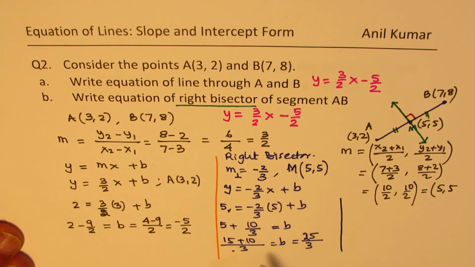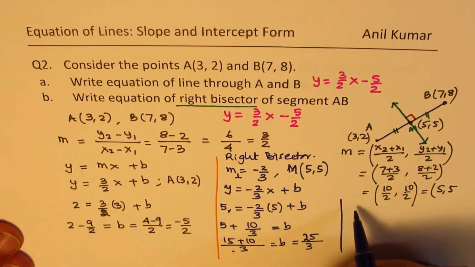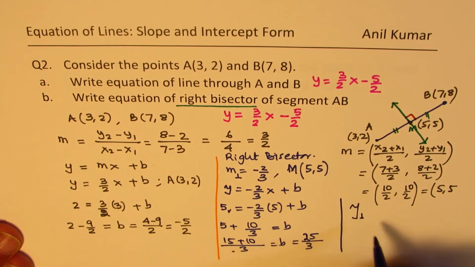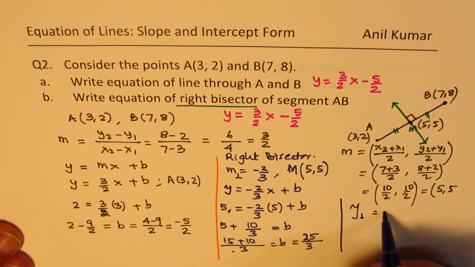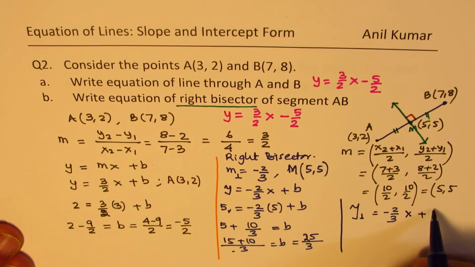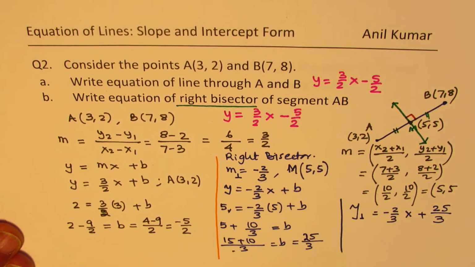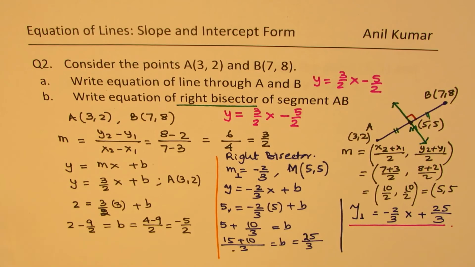So now, once we have the value of b, we can write the equation of the perpendicular bisector as y equals minus 2 over 3 x plus 25 over 3. Is that clear to you? So that is how we are going to get this equation. I'd like you to go through these steps, understand the concept, right? And then move on to the next question.